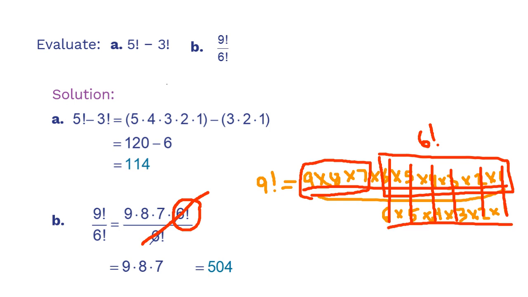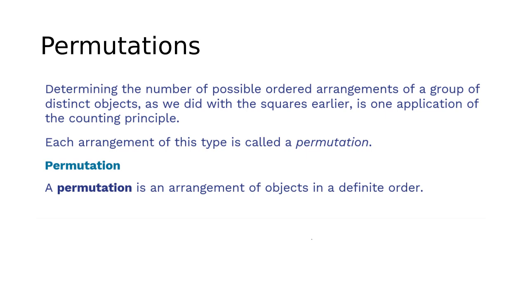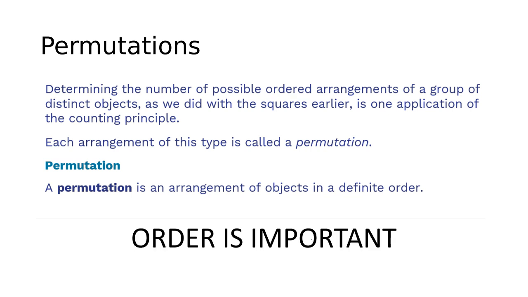So permutations. For a permutation, we determine the number of possible ordered arrangements. Okay, so this word here, ordered, is important, of a group of objects. A permutation is just an arrangement of objects in a definite order. I'm going to highlight that order is important. That's how you can distinguish between a permutation and a combination, okay, is the order.